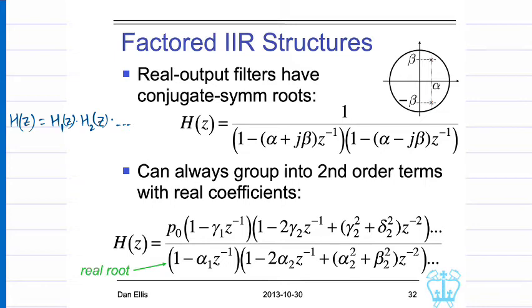And I won't have third order. I don't need to have third order terms. So by implementing second order terms, I can ensure that each H_i(z) will have real coefficients. So each H_i(z) should have real coefficients.